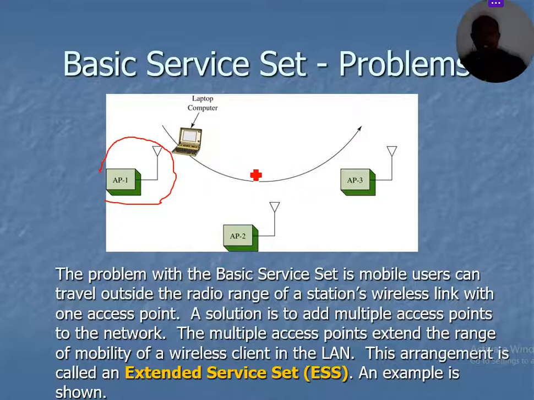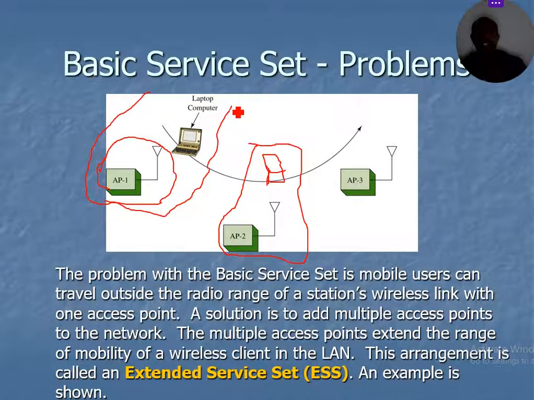Let's say the user is here now. You can see that the user is now closer to access point 2 than access point 1. So the basic service set, the way it has been designed, the user will automatically, not manually, automatically switch to access point 2. We now start receiving signal from access point 2 instead of access point 1.